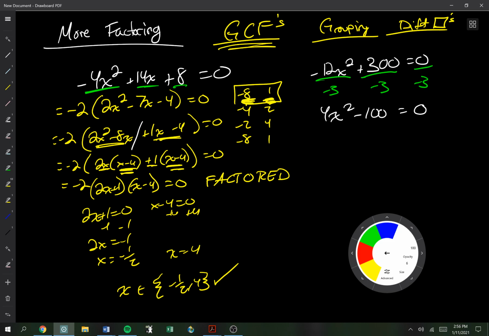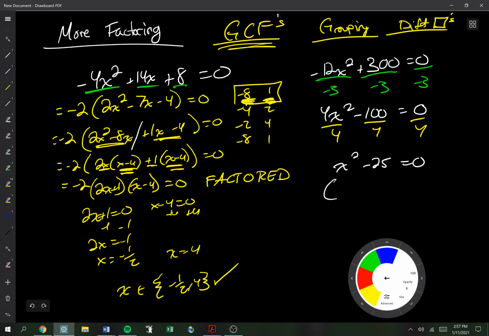Well, it turns out I can still factor. There's still a GCF. Everything here can divide by 4. What that means is I actually could have started this problem by dividing everything by 12. I didn't see that right away. I see it now. I could divide by 3 and 4, so I could have divided by 12.